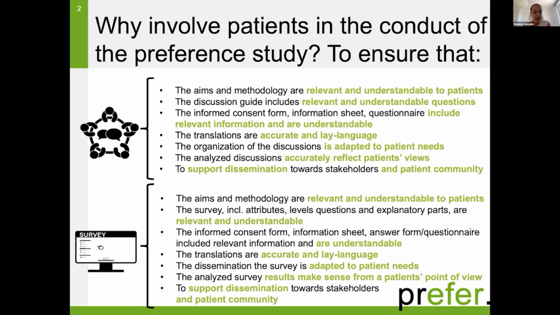Then in the organization of both the qualitative and the quantitative phase, so both when we are doing interviews or focus group discussions, or when we are designing the survey, we need to ensure that this organization and the dissemination of both the survey and the discussions is really adapted to the needs of a particular patient population. So that the discussions, for example, take place at a moment that is suitable for the patient population. Or if we are using a survey, that the survey is really adapted to patient needs.